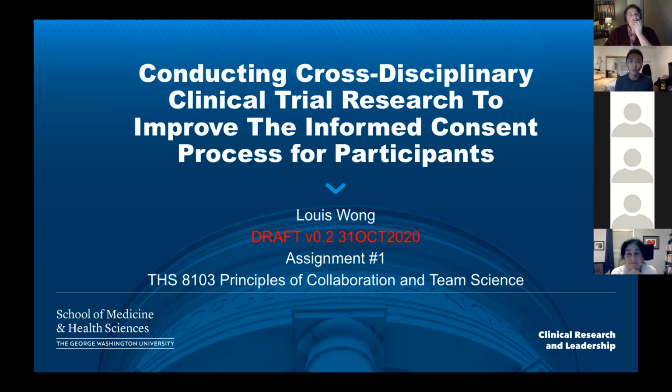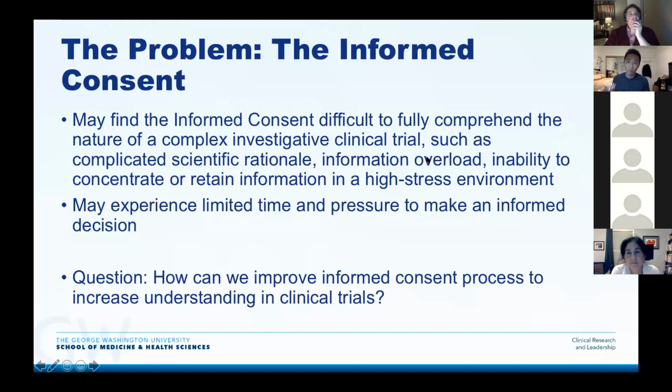So my research is really conducting cross-disciplinary clinical trial research to improve the informed consent process for participants. And I would like to preface this by describing a story where a patient may have a particular disease and they go into their doctor's office and they're just overwhelmed with so many issues.